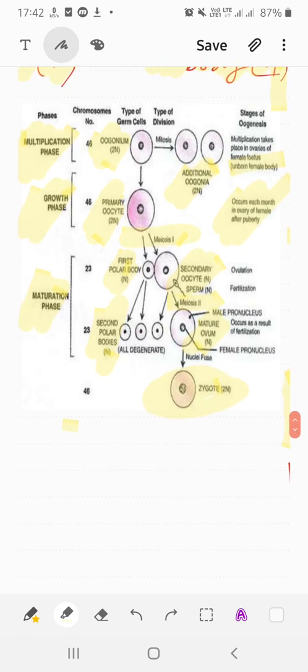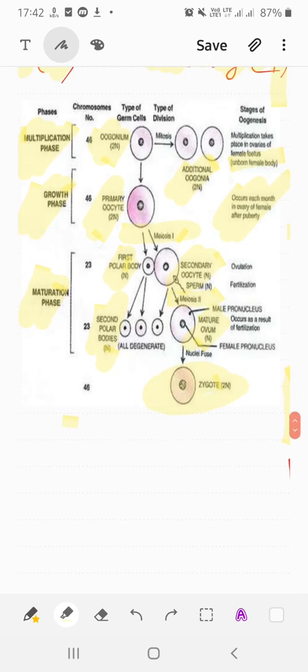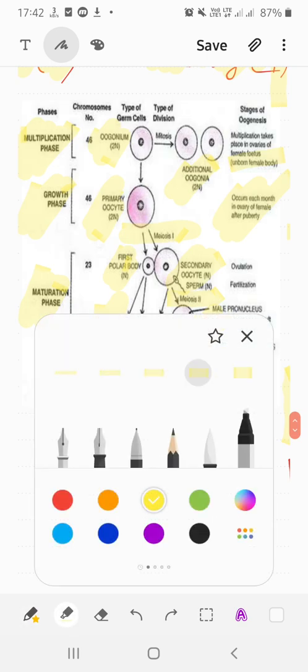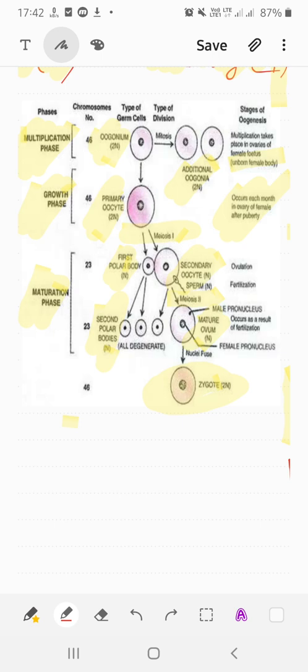Please go through your NCERT book and try to draw the systematic representation of oogenesis with the number of chromosomes. That is very important. So in our next session we will discuss the menstrual cycle.